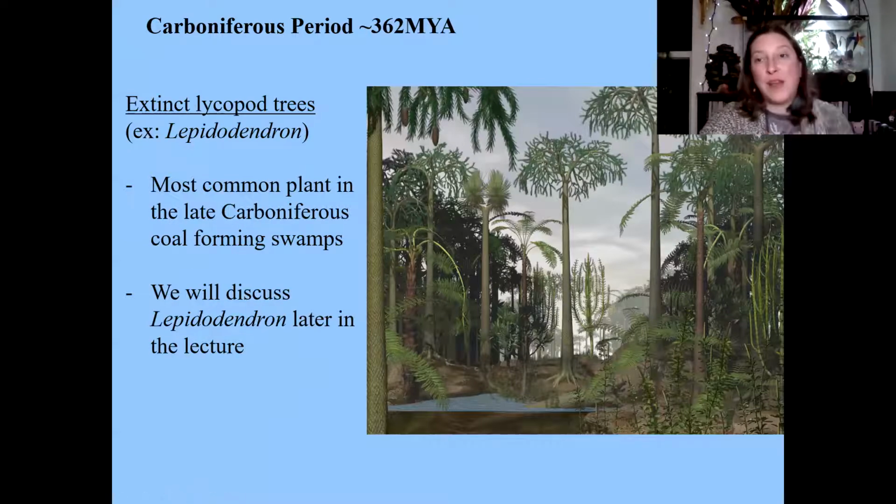So the one I just circled is Lepidodendron, which is an extinct lycopod tree. They were the most common plant in the end part of the Carboniferous and contributed a lot to modern day coal. But we will talk about this plant in particular a little later in the lecture.